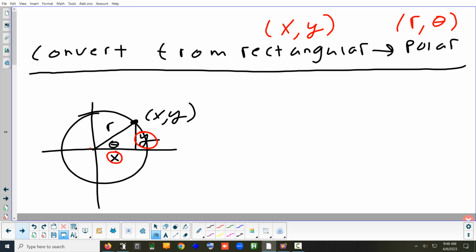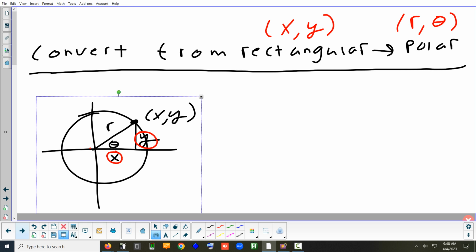Use the what? Tangent? Well, tangent is going to be used to find an angle, so we'll talk about tangent. But you can't find the side with tangent, but you can find the side with another formula. You can use the Pythagorean theorem: x squared plus y squared equals r squared. So the Pythagorean theorem will give you the r.